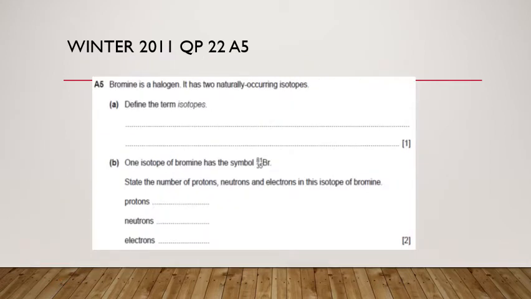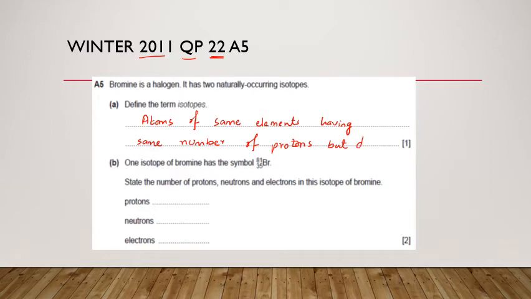It is the winter 2011 question paper 2, question part 5. Bromine is a halogen. It has two naturally occurring isotopes. Define the term isotopes. Isotopes are atoms of the same element having the same number of protons but a different number of neutrons.